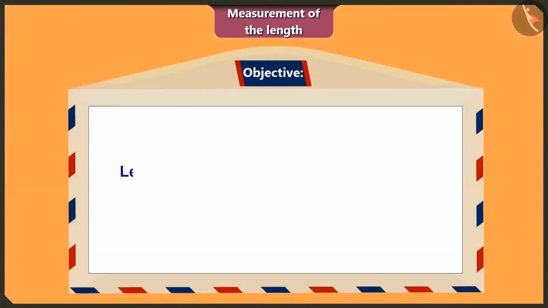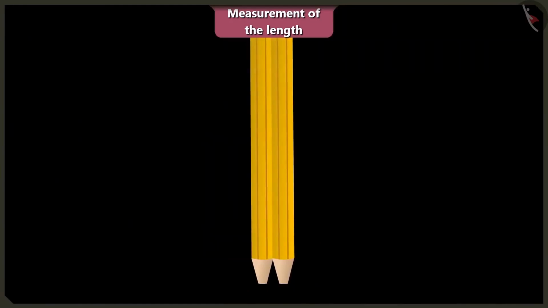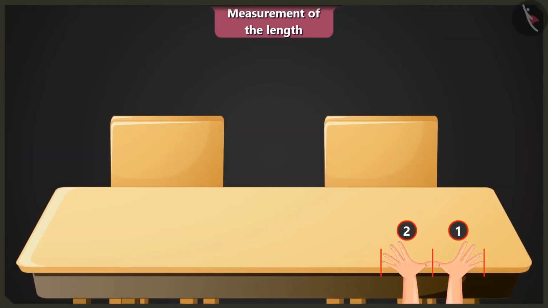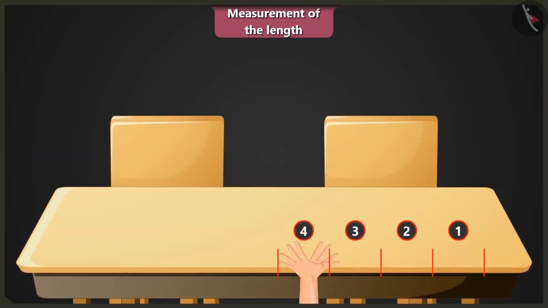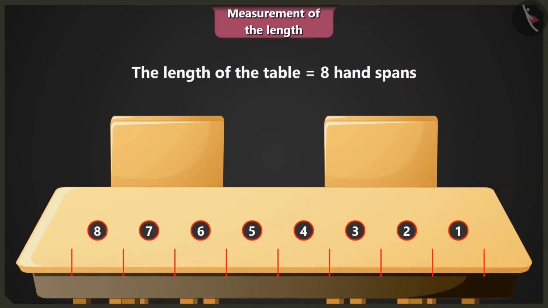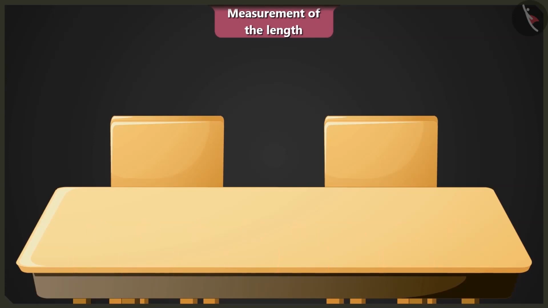Friends, today we will learn some interesting facts about measurement of length. Hey Gotu, are you measuring the length of the dining table? Yes, this is 1, 2, 3, 4, 5, 6, 7 and 8. The length of this table is equal to 8 handspans of my palm. Oh Gotu, that is not how you take the measurement. Then how is it done?